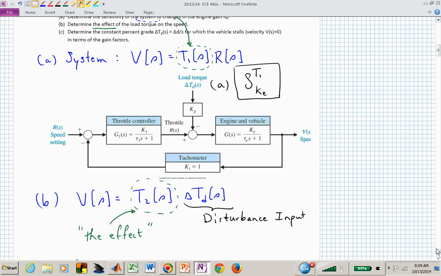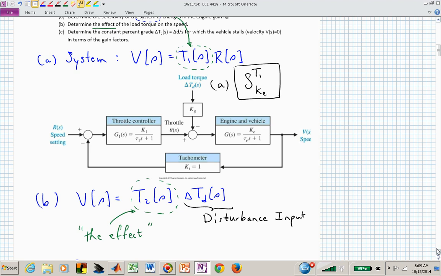So in part A, the question was, do we assume the load torque is zero? Now you're starting to understand superposition. These are linear systems, superposition applies, and in part A, we aren't worried about the load torque because we're worried about the transfer function between R and V. We don't worry about inputs so much when we're dealing with sensitivity. So we didn't have to apply an input.